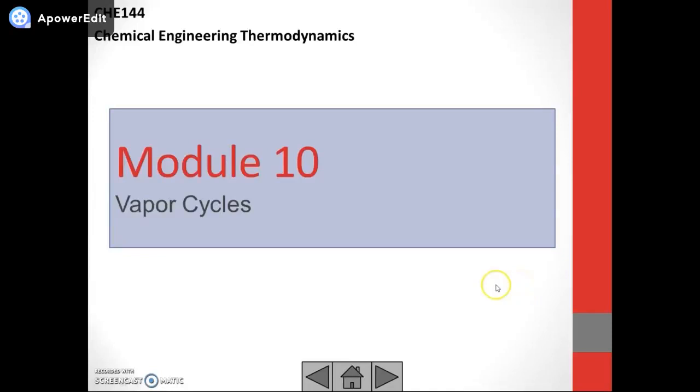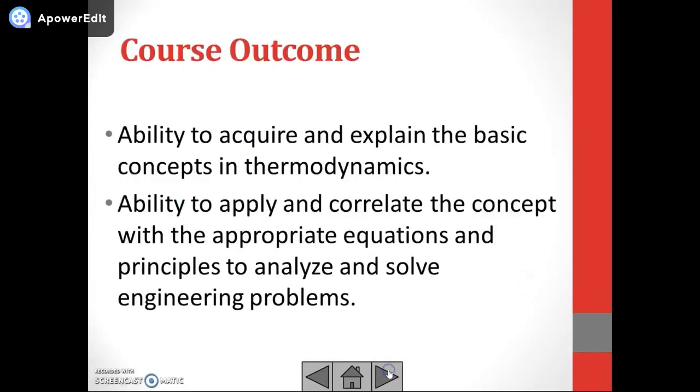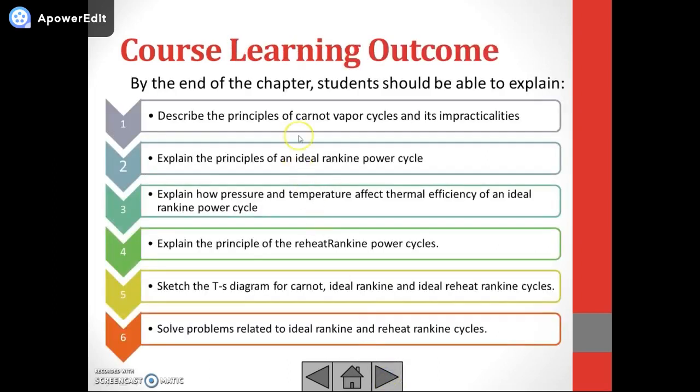Okay, Module 10 is about vapor cycles, and the course outcome is the ability to acquire and explain the basic concepts in thermodynamics, and how to apply and correlate the concept with the appropriate equations and principles to analyze and solve engineering problems. By the end of this chapter, you should be able to explain and describe the principles of Carnot vapor cycles and its impracticalities.